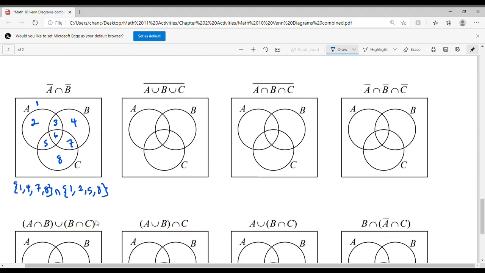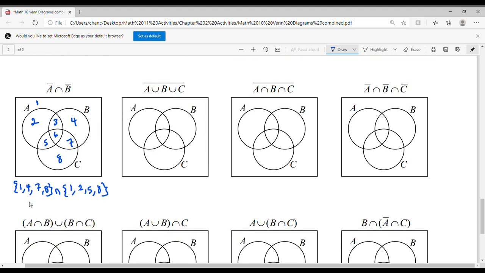Now the intersection between the two would be any overlaps. What do they have in common? They have 1 and 8. That's the only thing they have in common. So that is our intersection between A complement and B complement. So we're going to shade region 1 and we're going to shade region 8. Region 1 is everything on the outside.